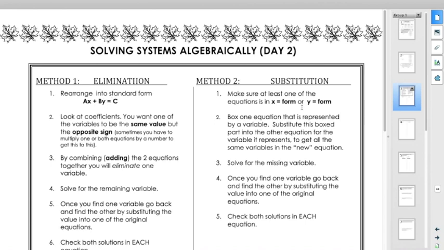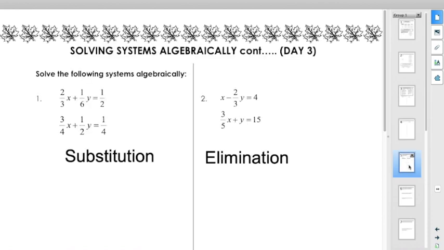Or we could have done substitution. That's where we get one of the letters by itself, x equals or y equals. And then once that happens, we can substitute it back into the system. And it's a little bit longer, but it's the same exact thing. And it doesn't matter which way we do it, okay?